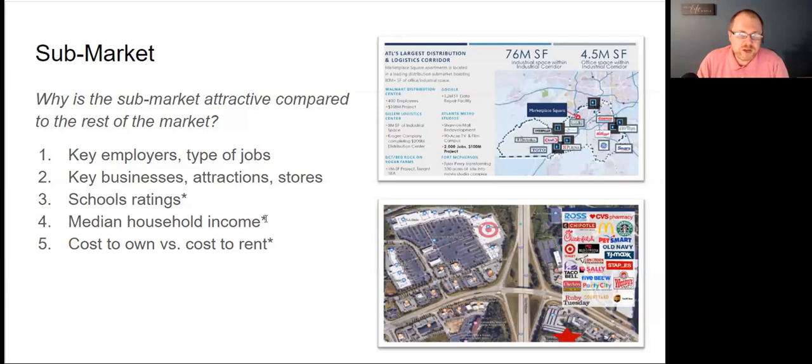Median household income, that's a little more tricky. I'll go over how to find especially recent information, but I'll share some resources later. And also something we like to look at, almost a second, deeper analysis: you want to look at the cost to own versus the cost to rent. And I think these days with the interest rates being where they are, it's twice as expensive to own a house with a mortgage than to rent.